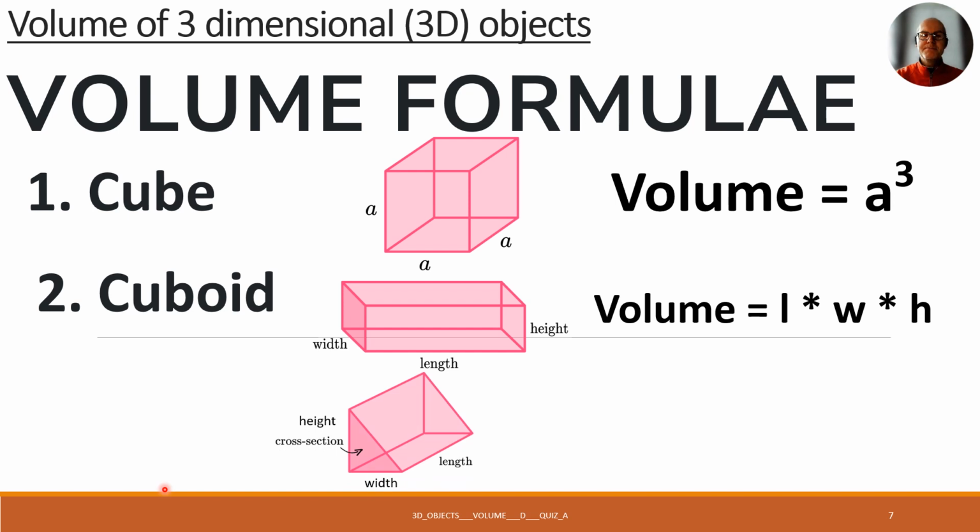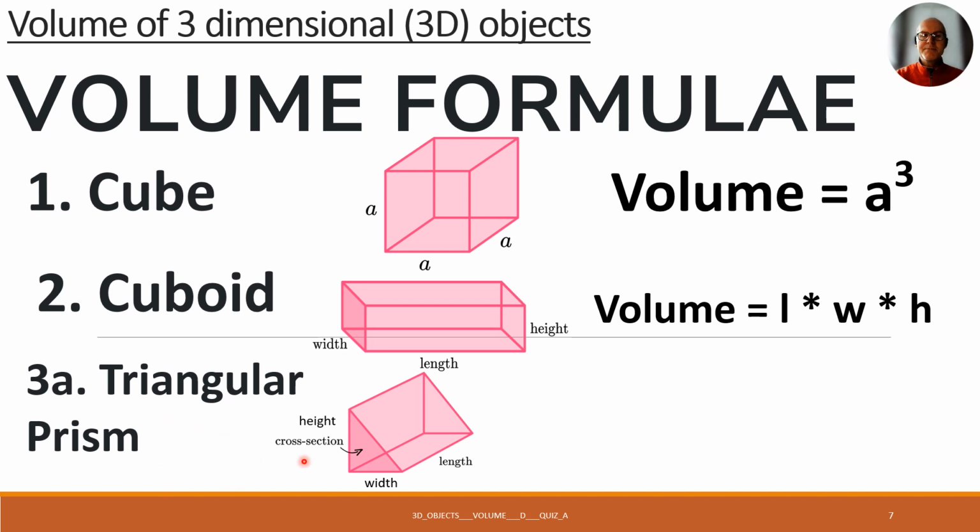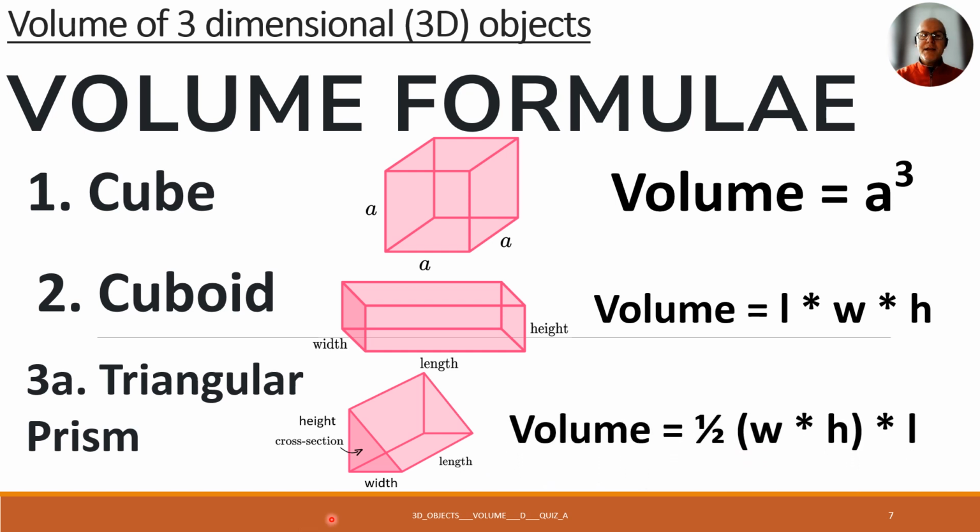What's this shape? Yeah, it's a triangular prism. So it's a prism with a triangular shape at the end. And the volume formula for a triangular prism is a half width times height times length. So width of the triangle, height of the triangular cross section, and length of the prism.